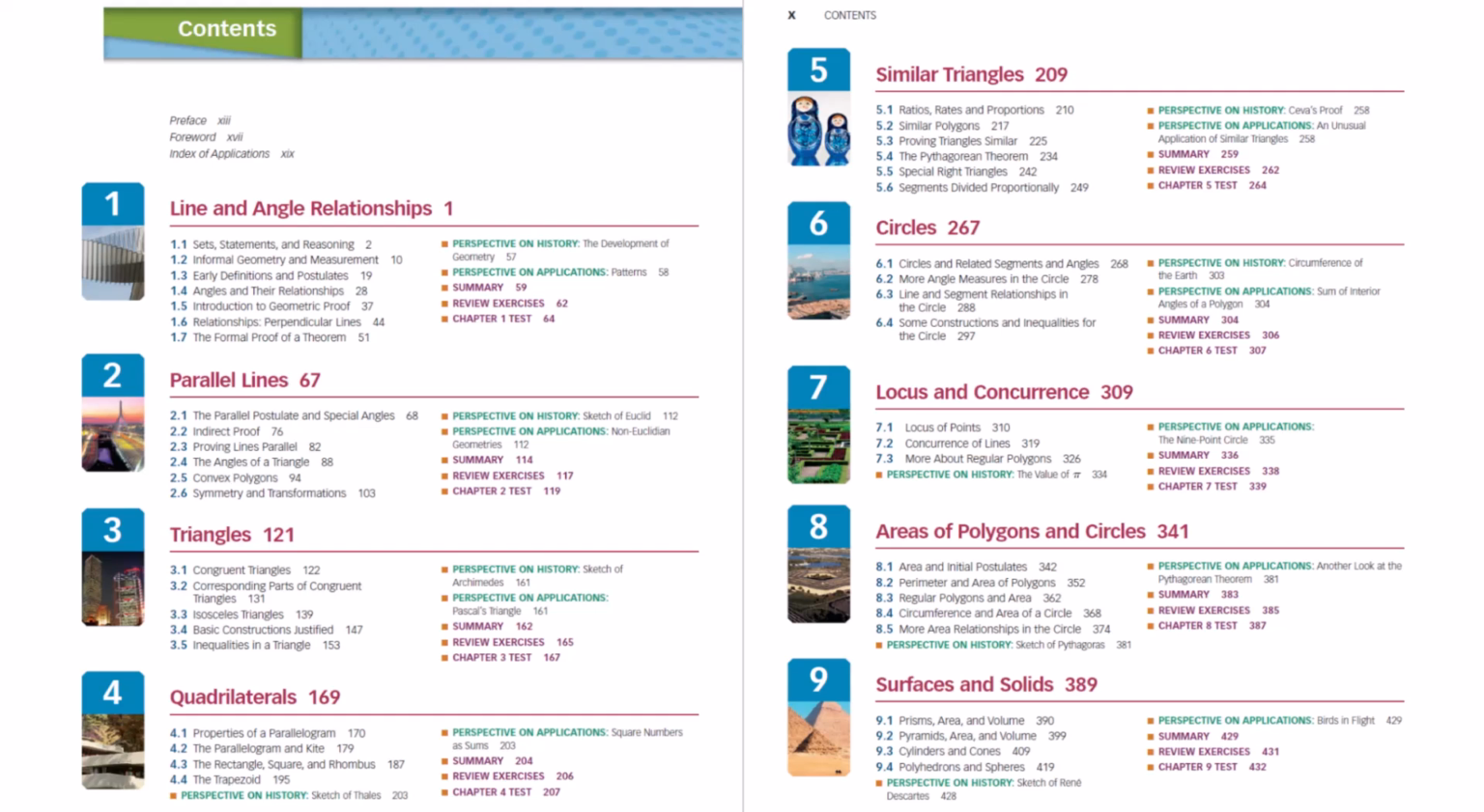Okay, we're continuing with Chapter 1 in the geometry textbook. In this video, we're going to go through section 1.7, which is on the formal proof of a theorem. So we've already looked at the idea of proofs. Two sections ago, we looked at the introduction to geometric proof. In the previous section, we also did a lot of work with proofs as well.